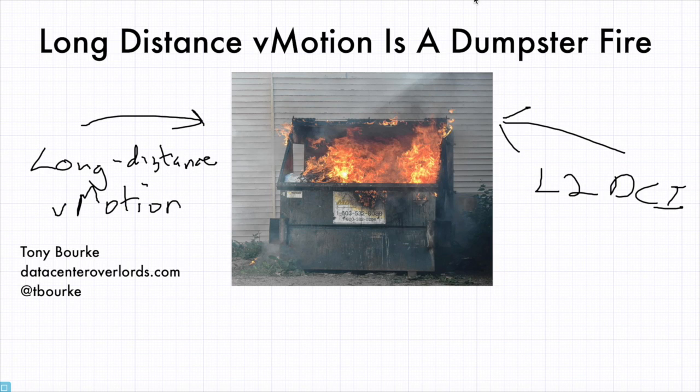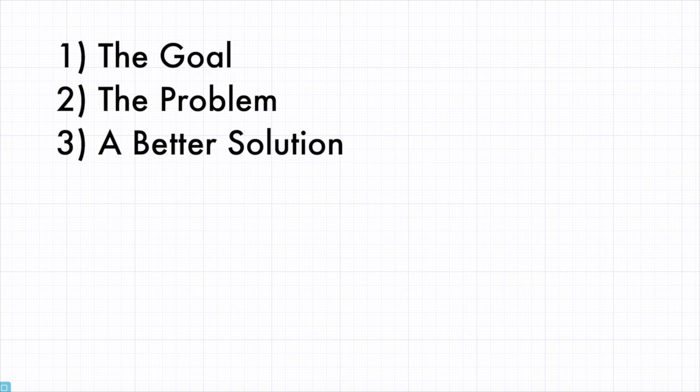So today's talk is called Long Distance vMotion is a Dumpster Fire. You can see the picture of the dumpster fire there. We're going to talk about a couple of things. First, the goal: why do we do long distance vMotion, and vMotion in general? What problems does that cause? And when I complain about things, I usually like to put in some sort of solution. So we're going to talk about a better solution to the overall problem that does not involve long distance vMotion.